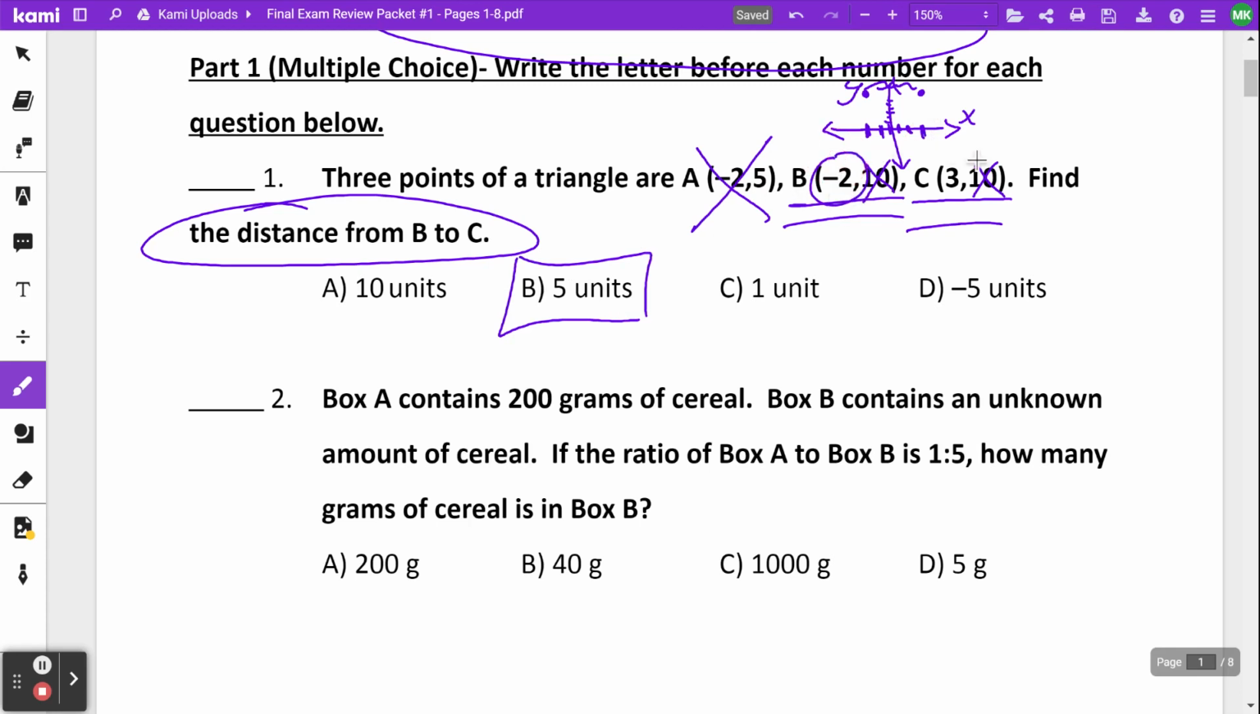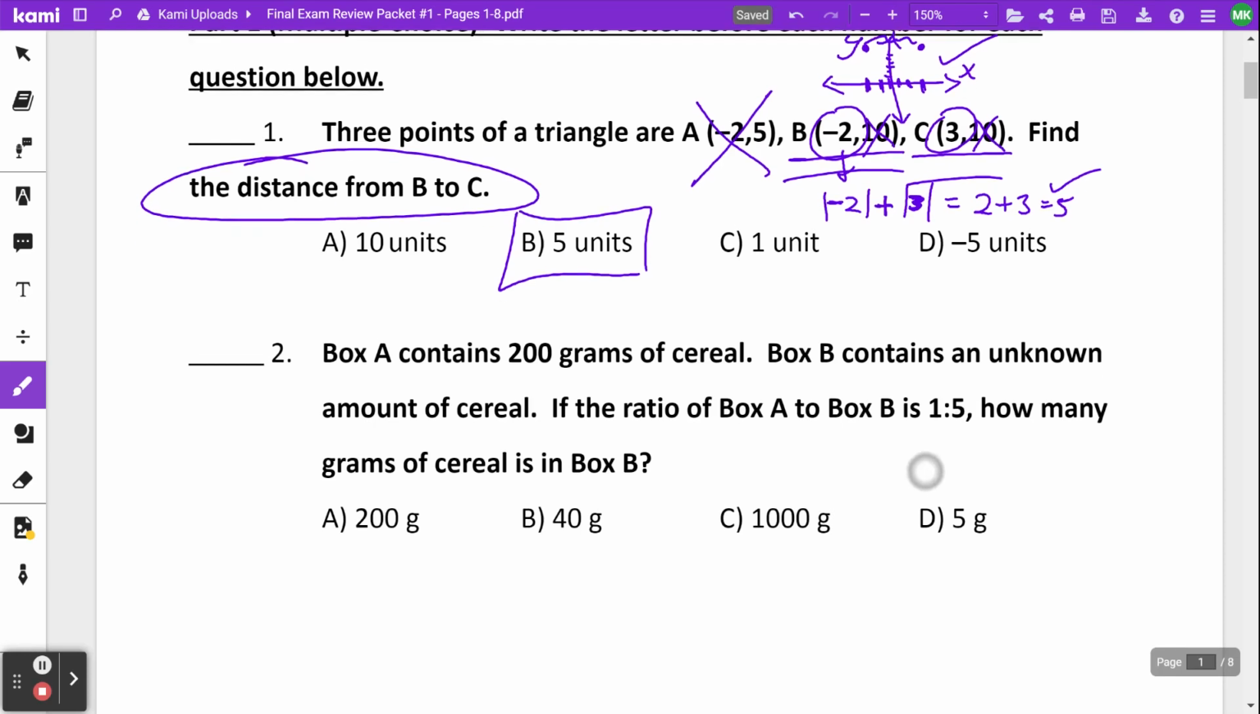Or we can look at absolute value, right? So distance from 0, the absolute value of a negative 2, added to the absolute value of 3, because they are opposite signs, which means they're on opposite sides of an axis, so we add the values. If they were the same sign, we would subtract. So this becomes 2 plus 3 equals 5. So I just proved this 2 different ways. I drew it out, and I also proved it using absolute value. There you go, choice B.